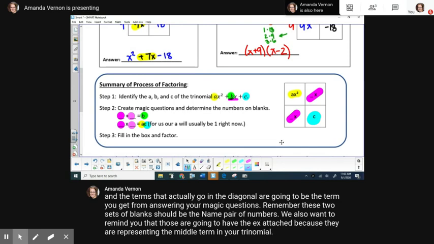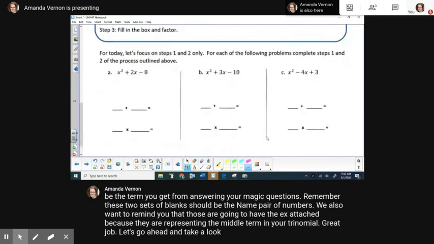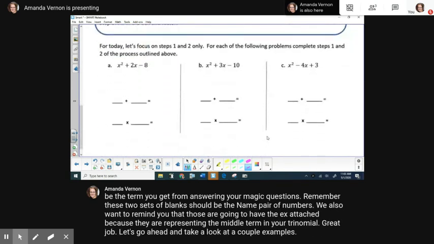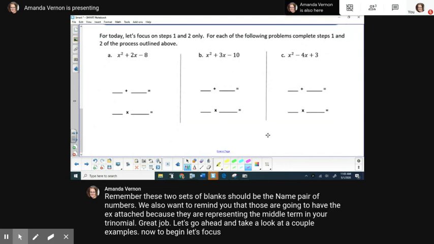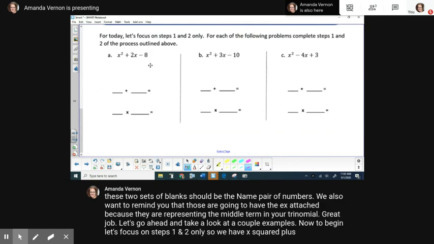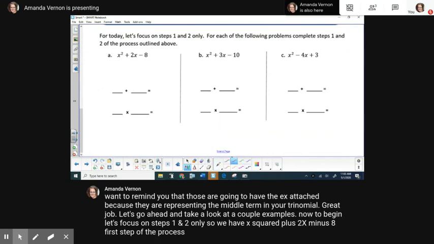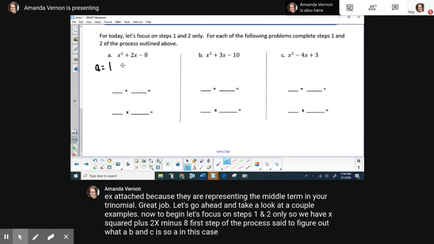Great job. Let's go ahead and take a look at a couple examples. Now, to begin, let's focus on steps 1 and 2 only. So we have x squared plus 2x minus 8. First step of the process said to figure out what a, b, and c is. So a in this case is 1, b is 2, and c is negative 8.